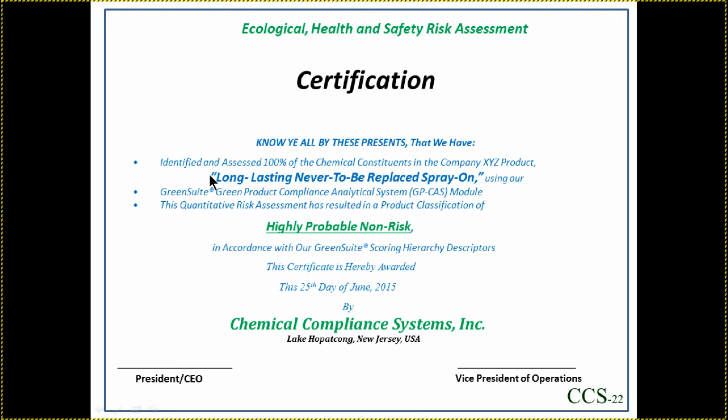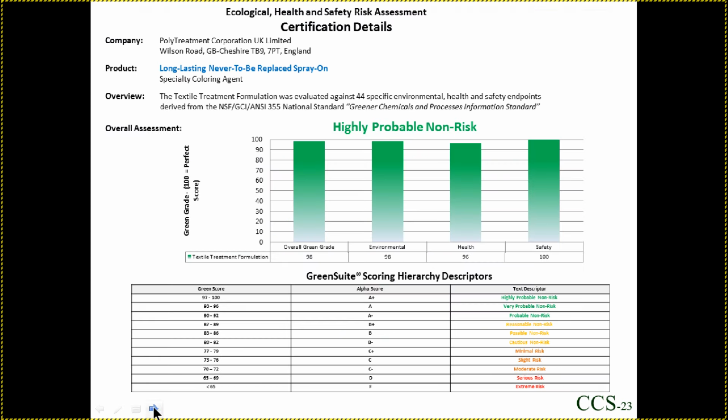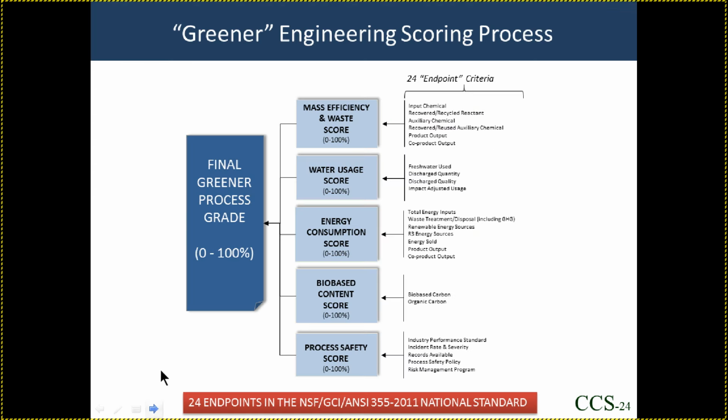This certification is a simple report that's one option output so that we can certify the overall rating of a product. In this case, it's listed as long-lasting, never to be replaced spray-on, and it came out as highly probable non-risk. The question then is, what does that mean? The next chart shows the numeric scores in the bar graphs, showing that it was highly probable non-risk because everything was 90 or above, and we show it for the green grade environmental, health and safety portions, along with the scoring.